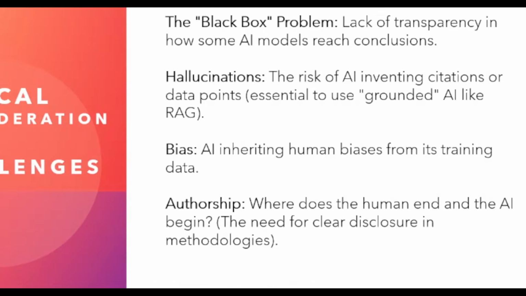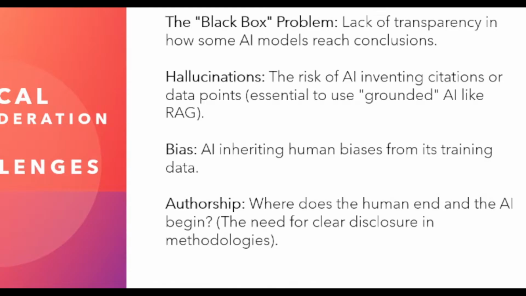The second thing is hallucination. The risk of AI inventing citations or data points, so essentially use grounded AI like a RAG. Sometimes what happens, as I said in the beginning, it brings some references which are connected ones but not directly referable. I got one of my own references in Frontiers, but it was connected to something else. But somehow it dragged my name. That can happen. Then bias, inheriting human biases from its training data.